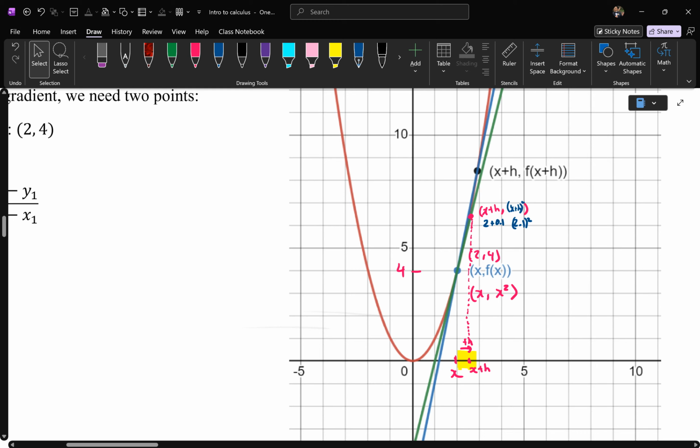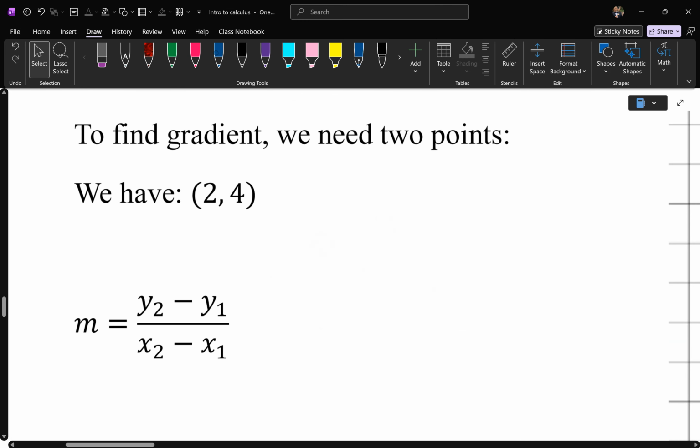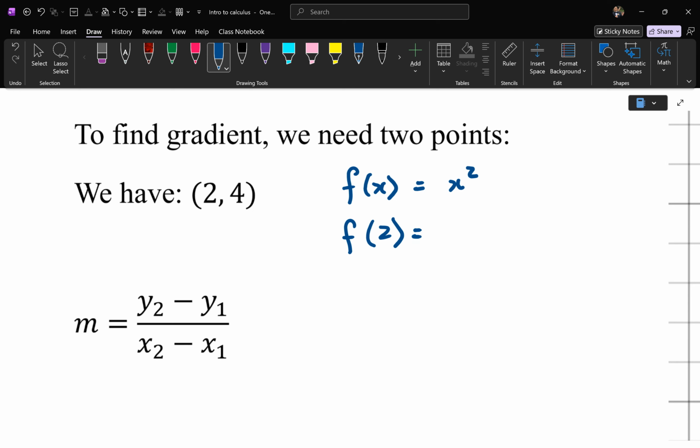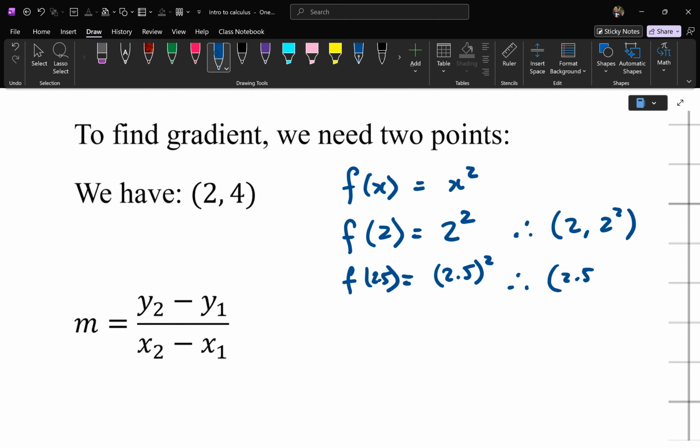Okay, let's dial back a bit. Remember, I said f of x is equal to x squared. I asked you, if x was 2, what was the y value? You said 2 squared. Then I said, what if I gave you 2.5? You said the y value is 2.5 squared. So therefore, the point is 2.5 squared, right?